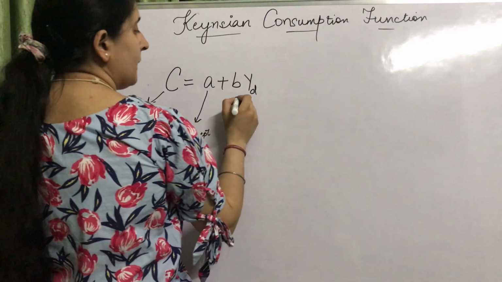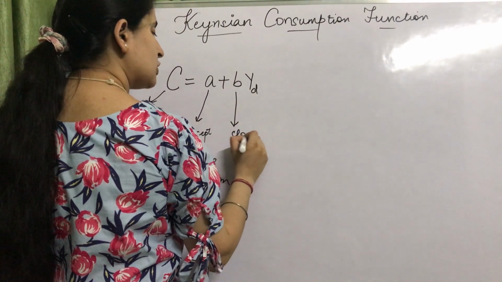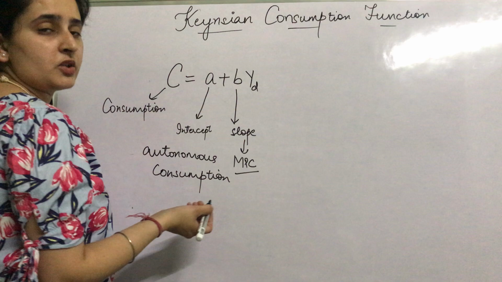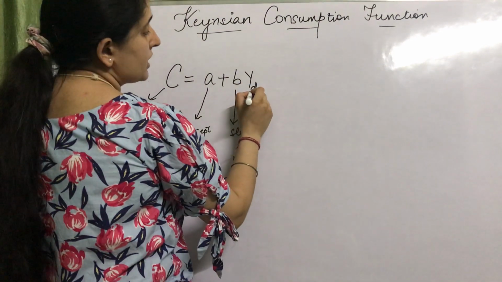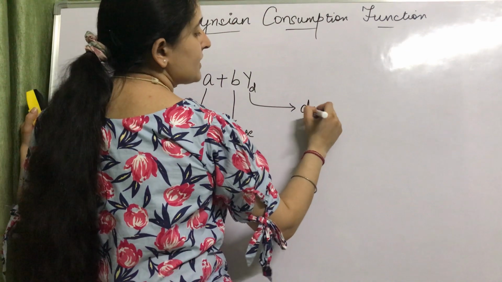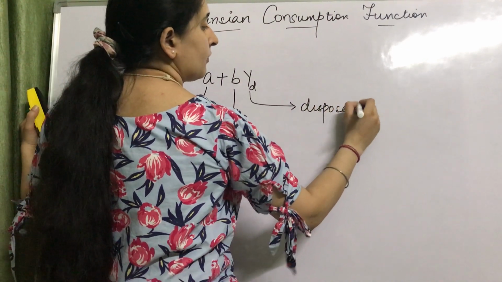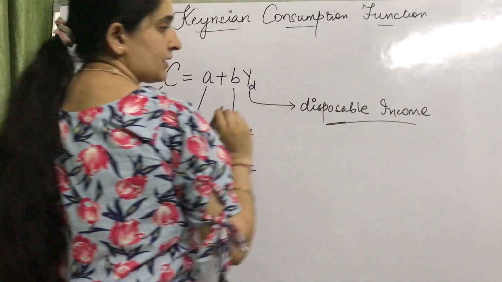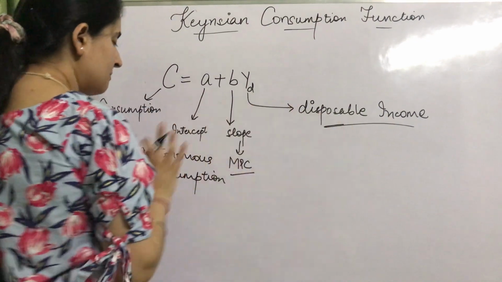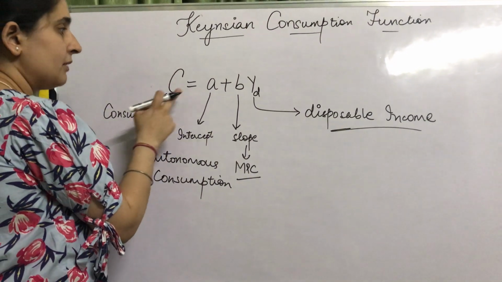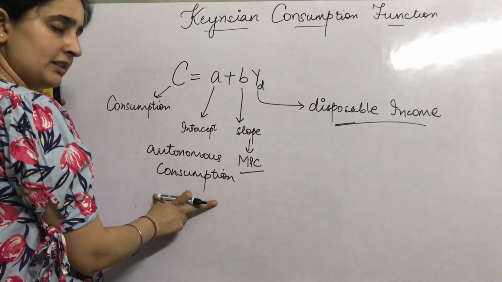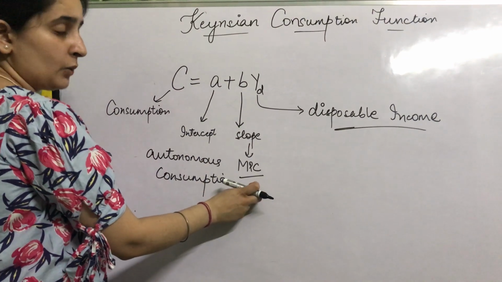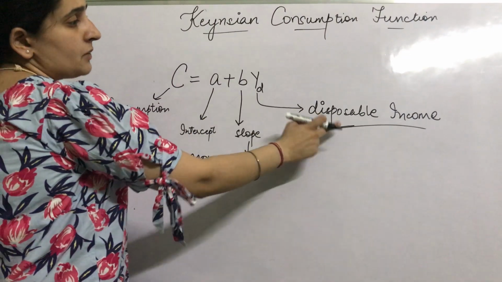Then what is B? B is the slope. Now what is the slope? That is MPC. MPC is the slope because it measures change, right? So slope measures the change. And then what is YD? YD is the disposable income. Disposable income means the income that is left with us after paying the taxes. According to Keynes, my consumption will depend upon an intercept term, the autonomous consumption that does not depend on anything, then the slope, that is the change that I want to take into account, and then disposable income.